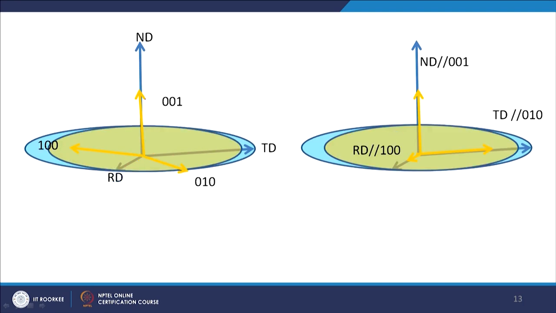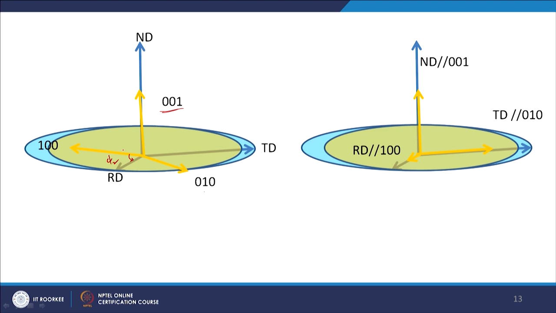So, now my Z is parallel to ND, or my 001 is parallel to ND, okay, but still 100 and 010 are not parallel to RD and TD. But since now these two are aligned, and both these directions are in the same plane of sample geometry, I know how much rotation will be required to bring 100 in coincidence with RD and 010 in coincidence with the TD, okay. So, that one, let us say we call it phi 2, okay.